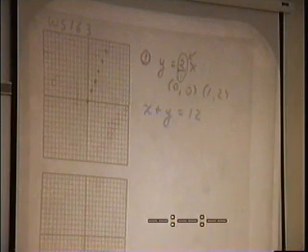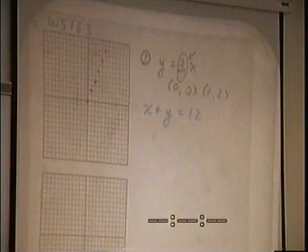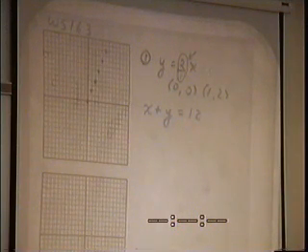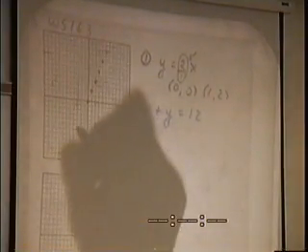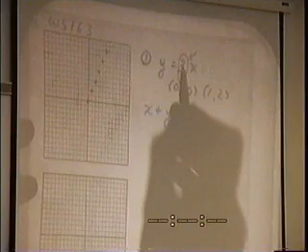Something else I want to point out. Guys, it's really easy on these to mess up your line just a little tiny bit, and then your intersection ends up being off. So a good idea is to count all your points out using the slope, maybe.